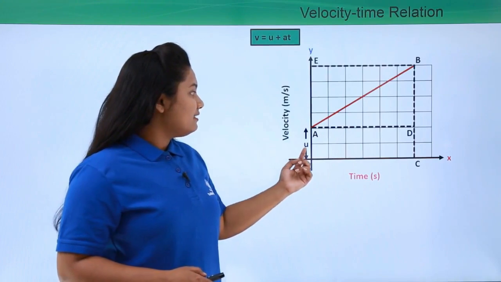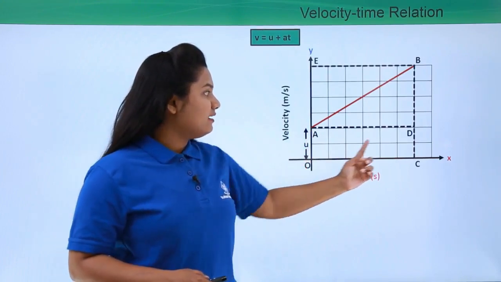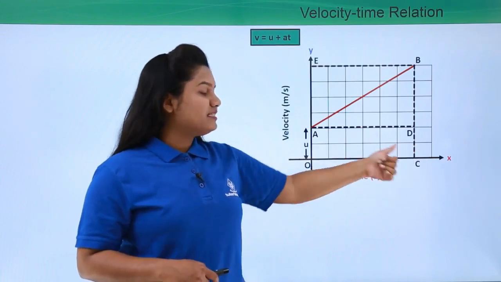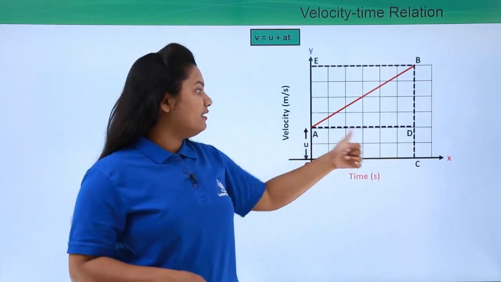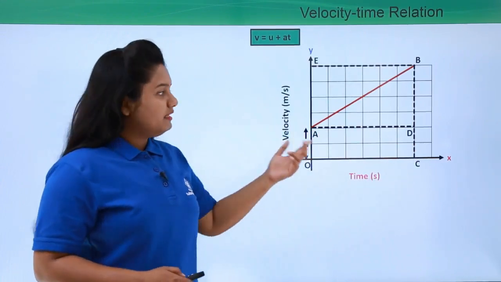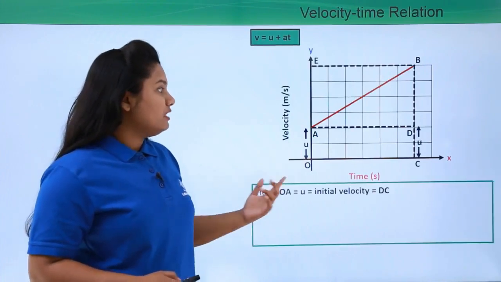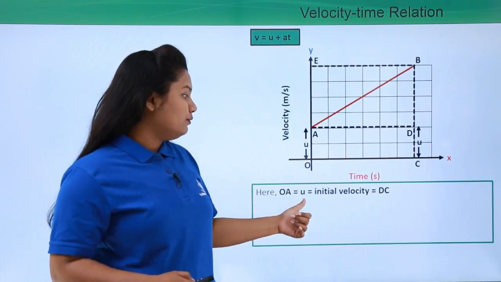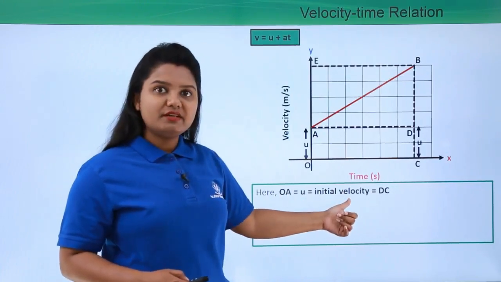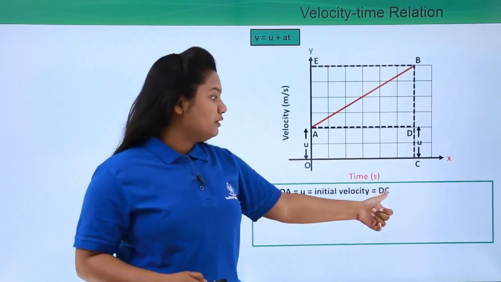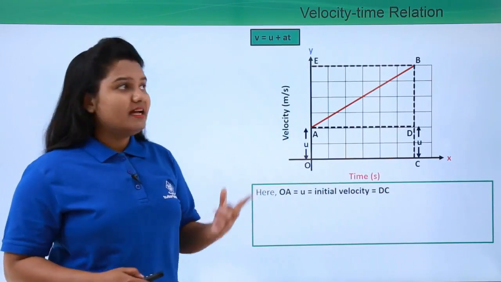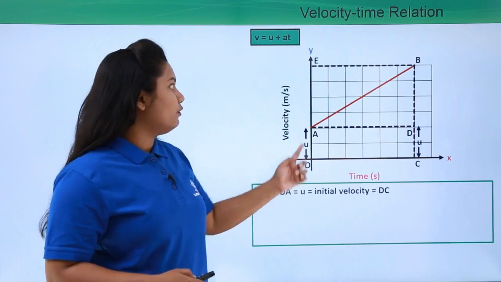And since OA will be exactly equal to DC, since they are the two opposite sides of the rectangle OADC, DC will also be equal to U. So here OA equals U, which equals the initial velocity of the body, and this also equals DC. Now the final velocity of the body is given by this length, that is OE.